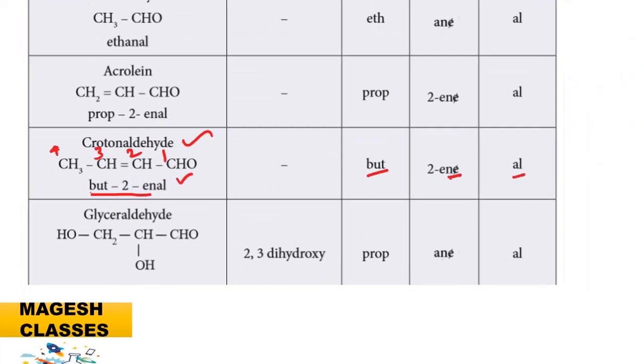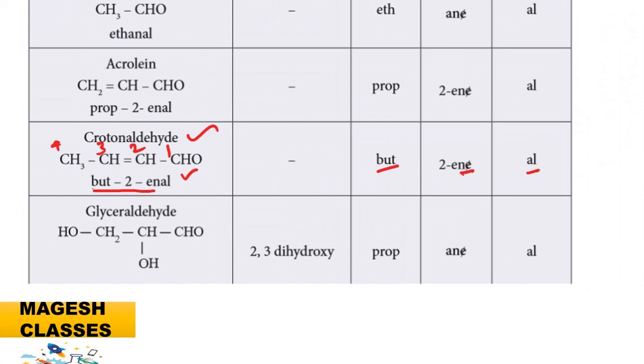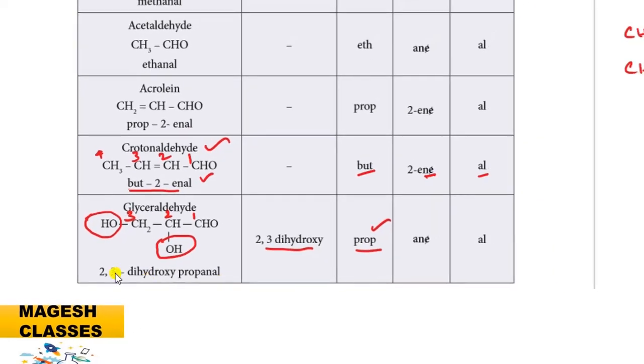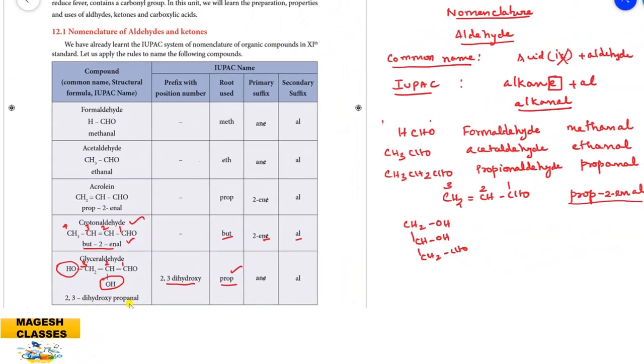Clear? Next is glyceraldehyde. The first carbon, the second carbon, the third carbon. The long chain consists of 3 carbons, so it is propane, all single bonds. The substituent groups are one hydroxyl group at the second place and one hydroxyl group at the third place. So it is 2,3-dihydroxy propanal. Your name is 2,3-dihydroxy propanal.